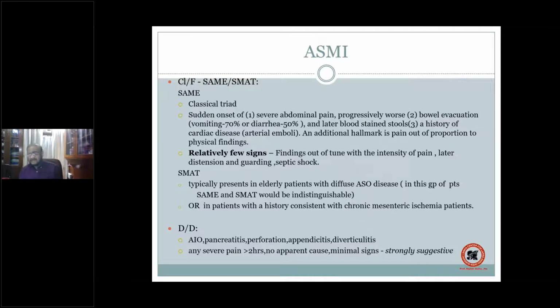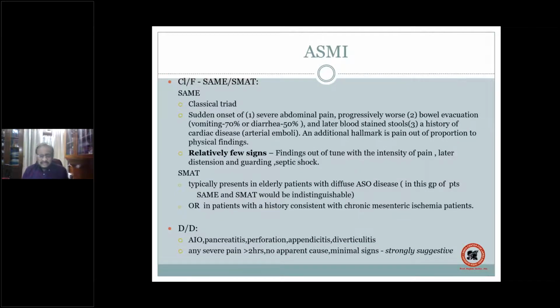The third part of the triad is a history of cardiac disease, and that would account for the reason of arterial embolization. An additional hallmark of the pain is that it is out of proportion to the physical findings. If you look at this patient, there will be relatively very few signs. The patient at this time, at the starting point, the abdomen will be absolutely soft.